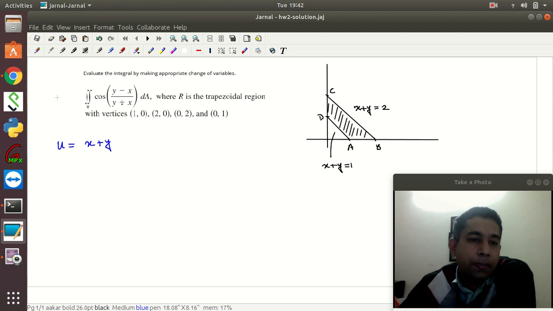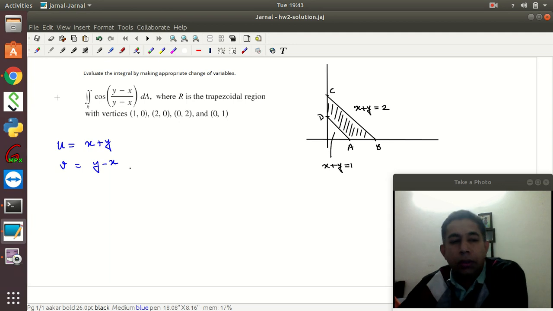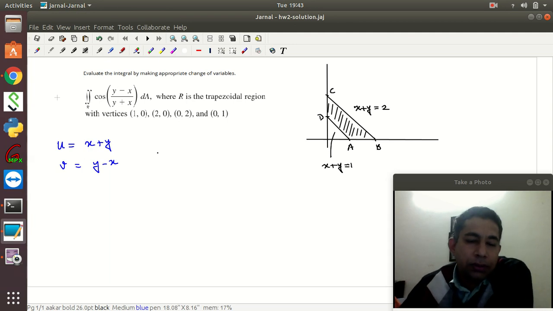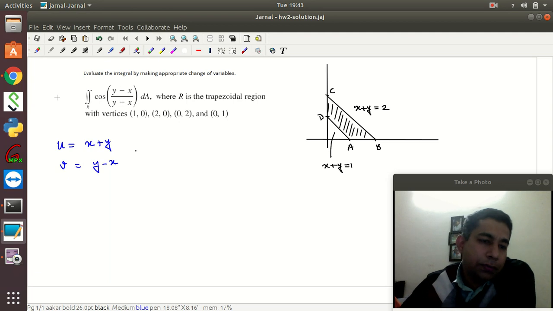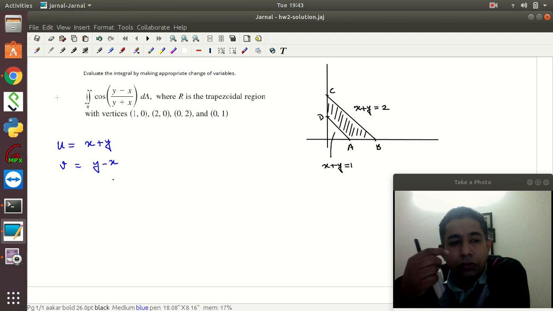Alright. So if you just take v to be y minus x, then at least what we are integrating will become cos v over u. Okay, so we'll still have to figure out, with this u and v variable, how our trapezoid looks like. So let's say we have decided on this particular change of variable. You could have chosen some other v as well. Okay, there's nothing wrong with that as long as you can describe the region in the new uv variable.